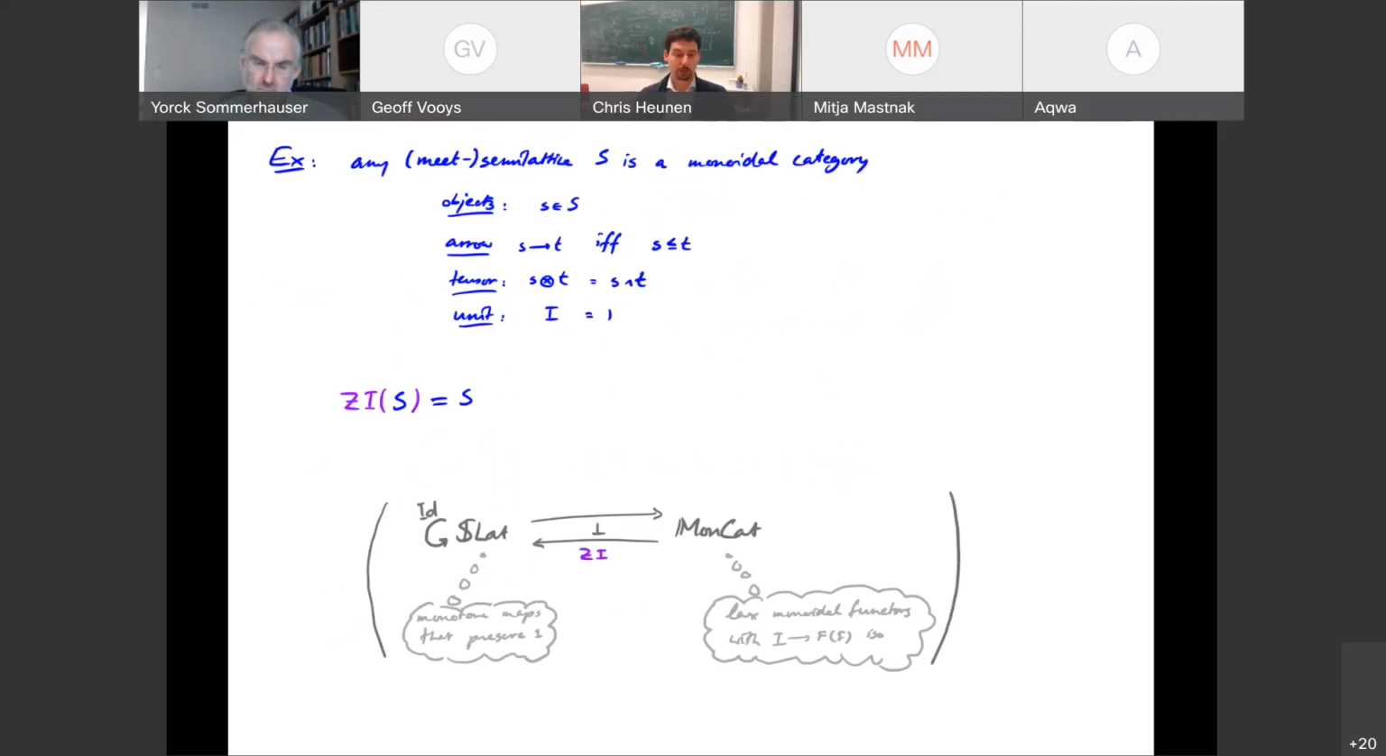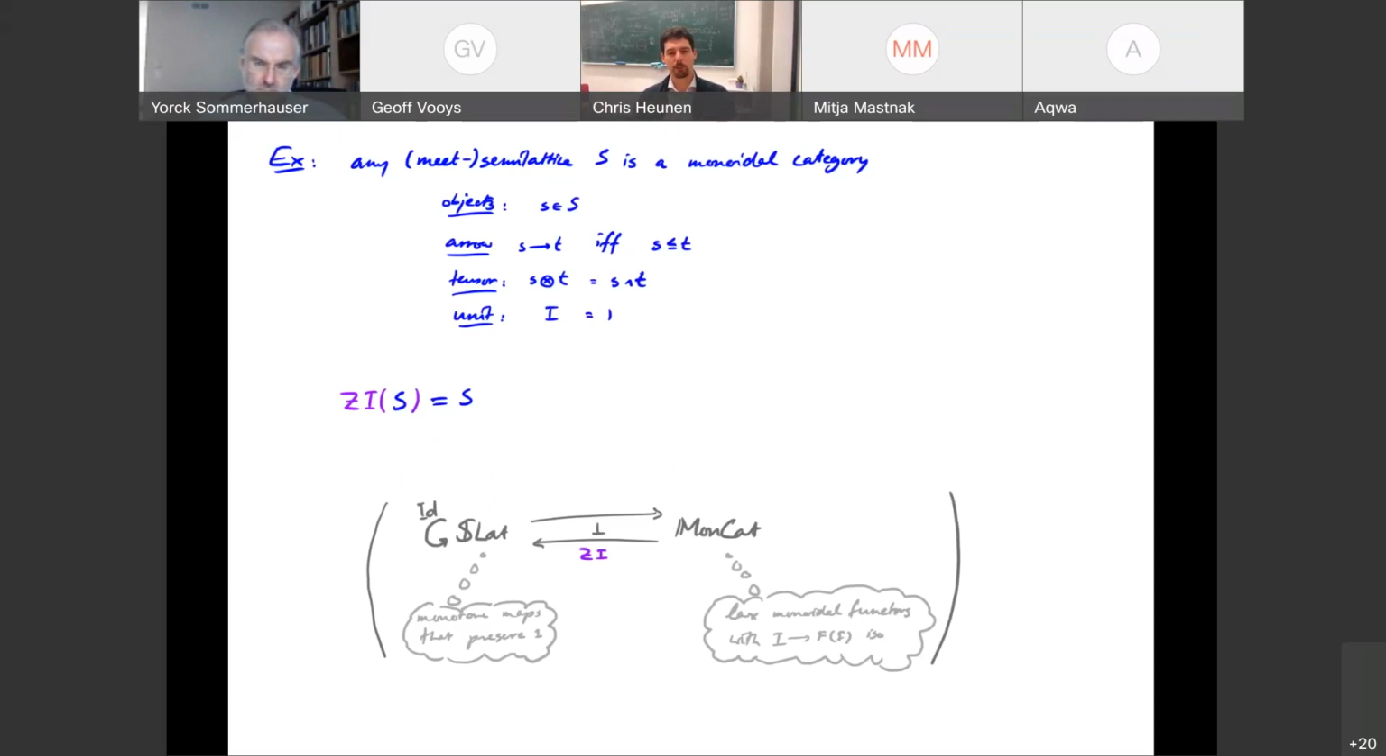A second example of a monoidal category that's actually a Cartesian monoidal category that we saw last time is if you start with a meet semilattice. Remember, that's a partially ordered set that has binary greatest lower bounds, meets. You can regard that as a monoidal category by saying the objects are just elements of the poset. There's a unique arrow from one object to another exactly when the one is below the other. The tensor product I can define to be the meet, and as tensor unit I'm going to take the top element. So in this way any meet semilattice becomes a monoidal category.